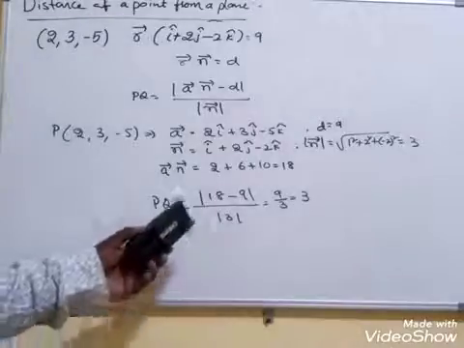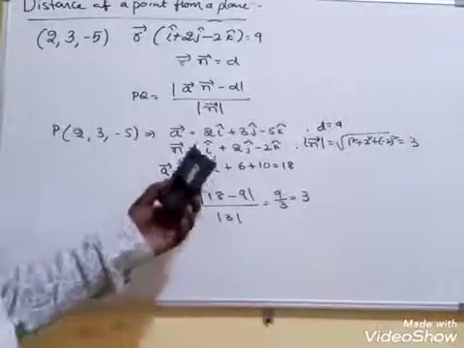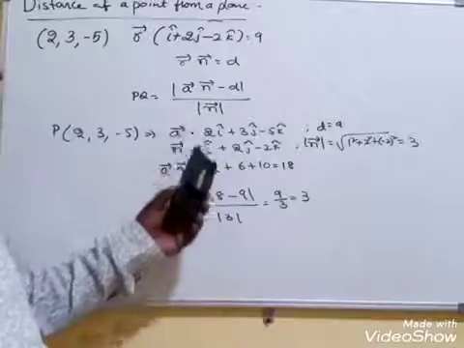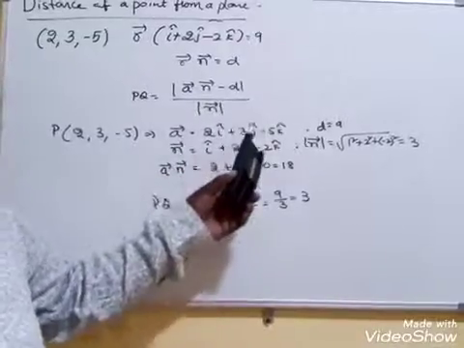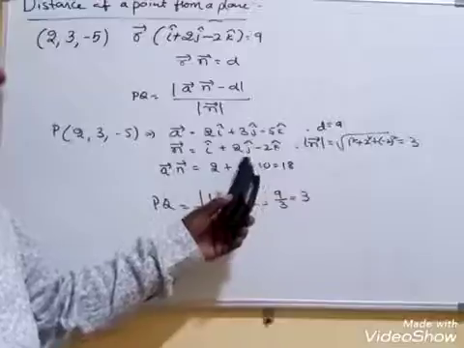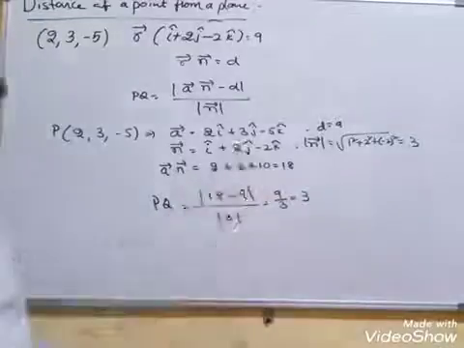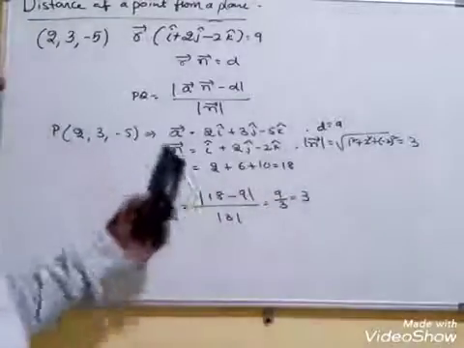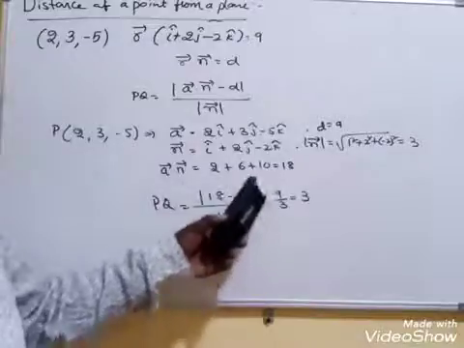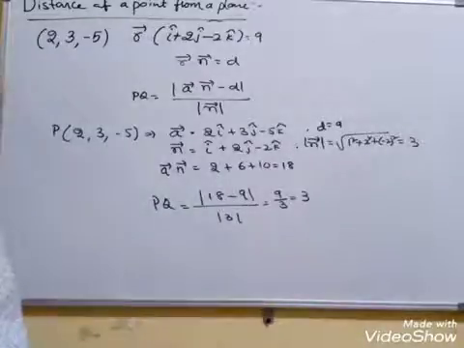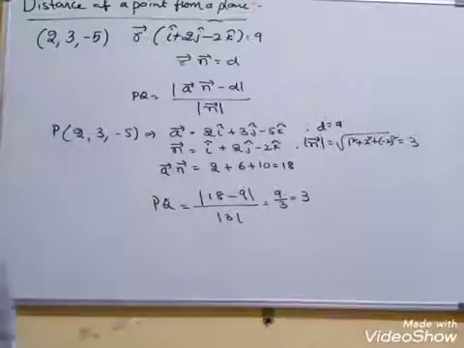And a bar dot n bar means the sum of the product of the coefficients of i, j, k. 2 ones are 2, 2 threes are 6, minus 5 into minus 2, minus into minus is plus 10. 10 plus 6 plus 2 is equal to 18. Now, if you substitute that, 18 minus 9 by modulus of 3 is equal to 9 by 3. Hence, the required answer is 3 units.